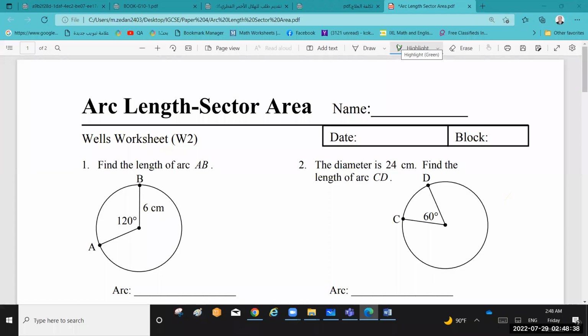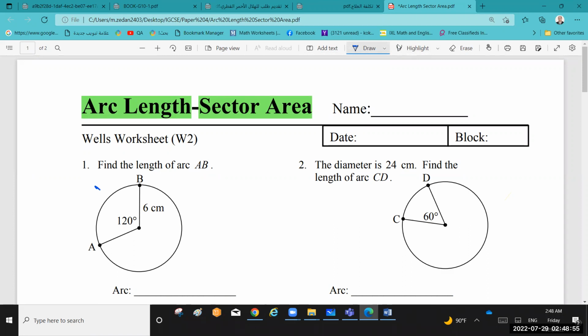Hello everyone. In this video, I'd like to show you how you can find the arc length of a circle, and also how you can find the area of the sector, or circular sector. Let me start with question number one: find the length of the arc AB.